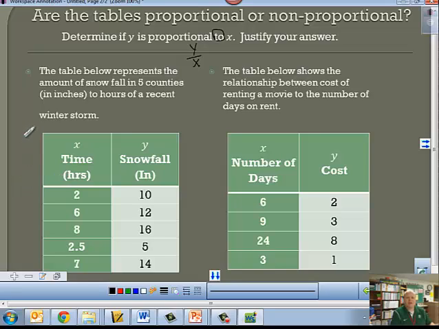This table represents the amount of snowfall in 5 counties in inches to hours of a recent winter storm. So if I take 10 divided by 2, that's going to equal 5. Well, if I have 12 divided by 6, that equals 2. If I have, 16 rather, 16 divided by 8, that is 2. Well, I can already see that these don't equal each other, so this table is non-proportional.